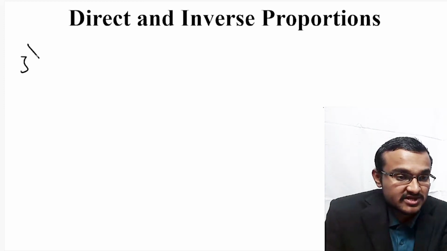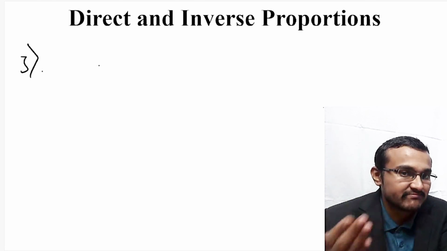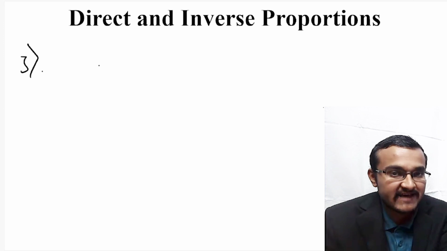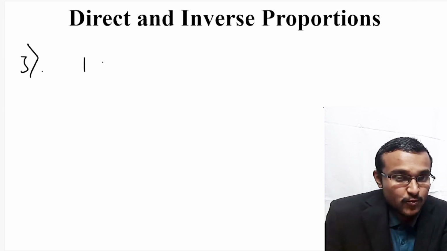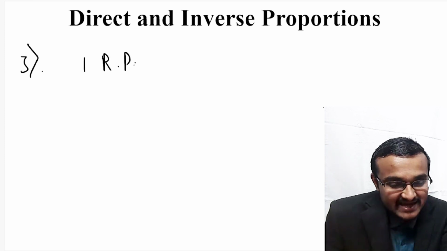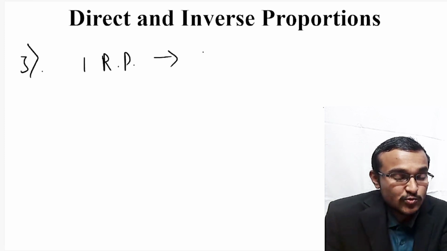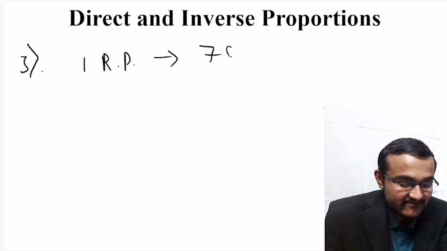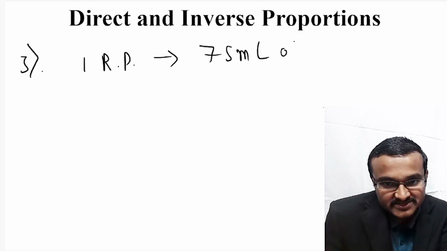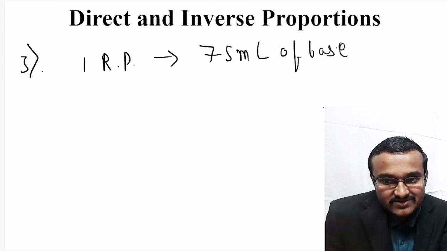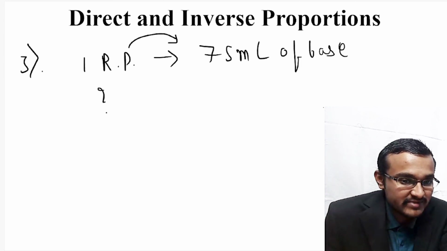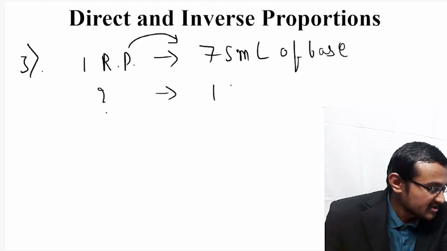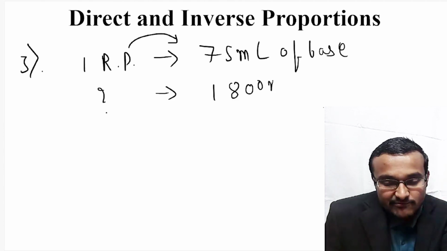Coming to the third question in this exercise, here also they have given red pigment and base. Here they have given values. For one part of red pigment, they are mixing this one part of red pigment in 75 ml of base. So here one pigment is getting mixed with 75 ml. So how many red pigments are required for 1800 ml of base?